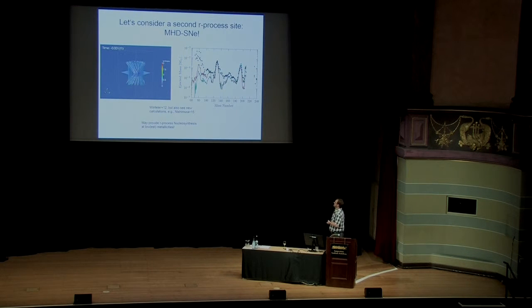So let's consider a second site. What you see here is a simulation of our group where we simulated a magneto-rotationally driven supernova, which comes from a highly magnetized and fast-rotating progenitor. White are the magnetic field lines, and the colors represent the entropy. In these jets that emerge from the core and are ejected from the poles, nucleosynthesis calculations were also performed, and they successfully reproduced an R process pattern.